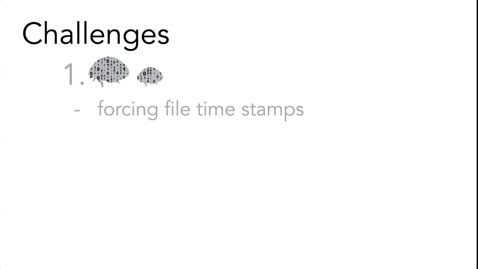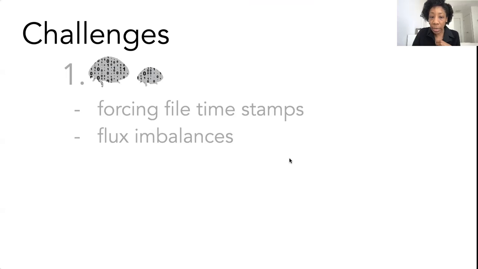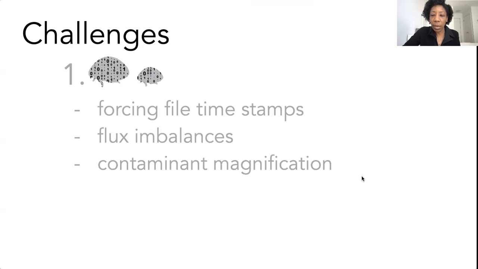Another problem we're having is an inexplicable imbalance in the fluxes, especially initially in the sediments, but also in the water column, and an over-magnification of the contaminant concentrations coming in from the forcing files. I personally think that these two problems are linked, but they have not yet been solved. And so these are the problems that we are actively working on with the Atlantis model right now, trying to understand the root cause.